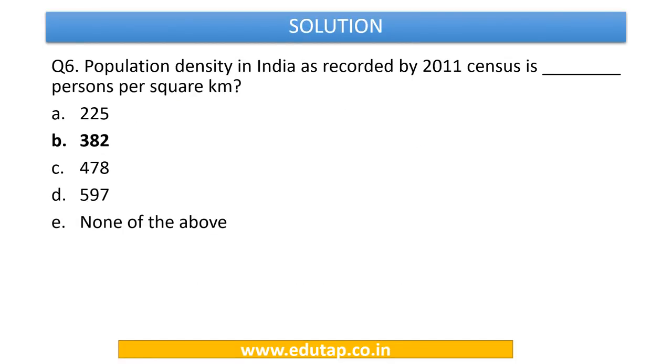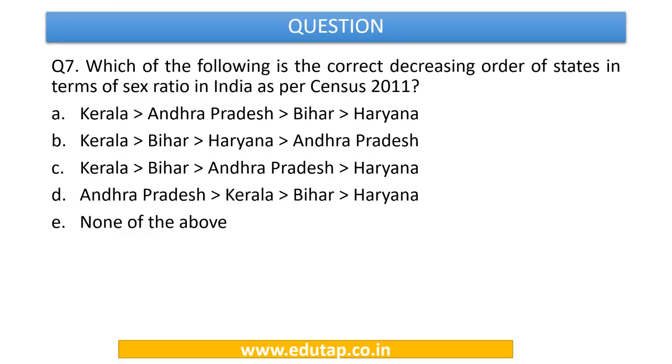So now we can easily answer this question: population density in India as recorded by the 2011 census is 382 persons per square kilometer. So the answer to this is going to be option number B. Now let's move to the next one.